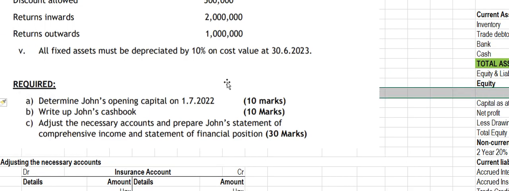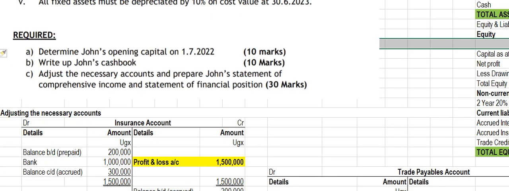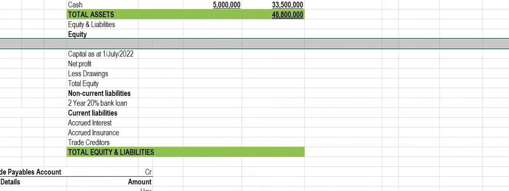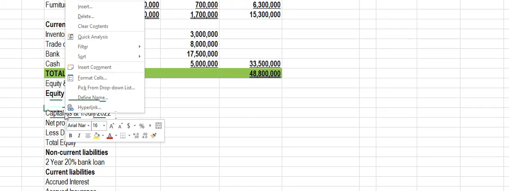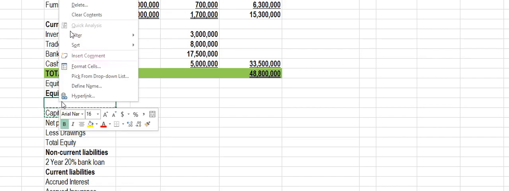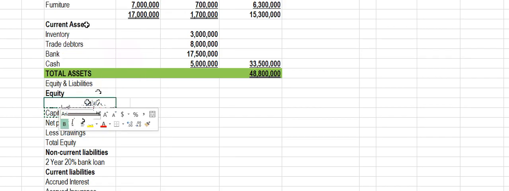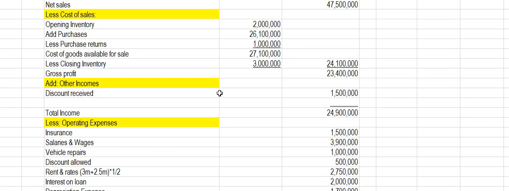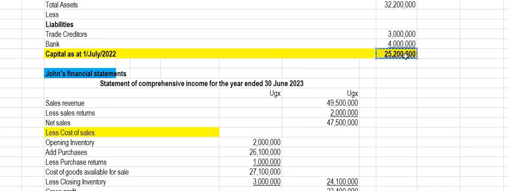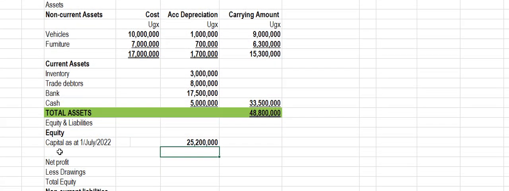Okay. So now let's go to the last part, that is, let's move into the part of equity and liabilities. Capital at the start, that is 25.2 millions. Then we have some additional capital, that is sale of land.